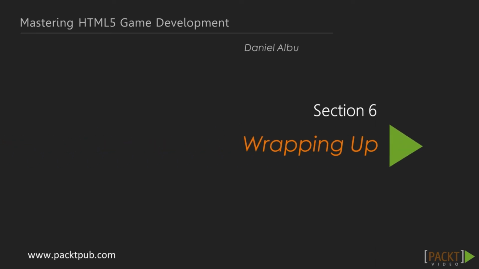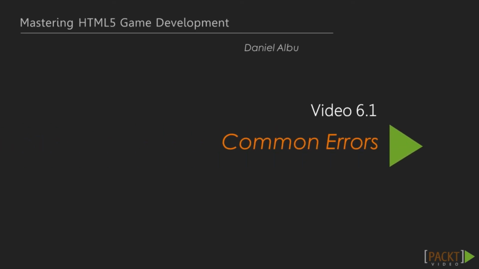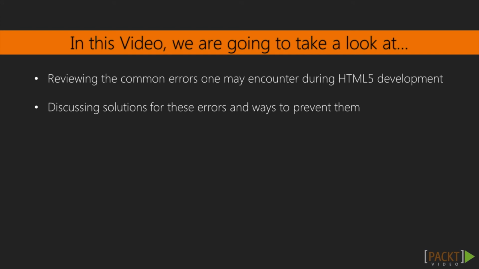Hello and welcome to Section 6. In this section, we're going to talk about common errors which developers encounter during the development of HTML5 games. While in the previous section we've talked about testing and debugging on various devices, in this video we're going to discuss common errors which developers encounter in the code, and we're going to discuss solutions for these problems.